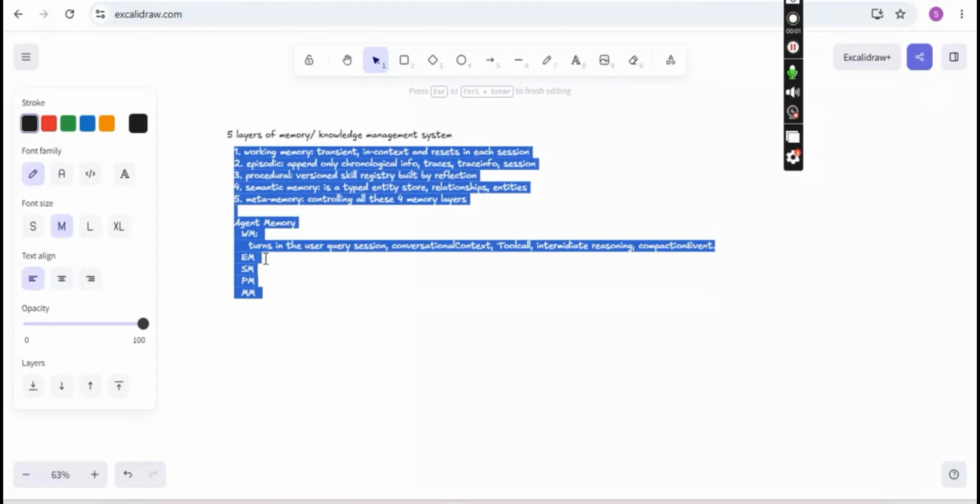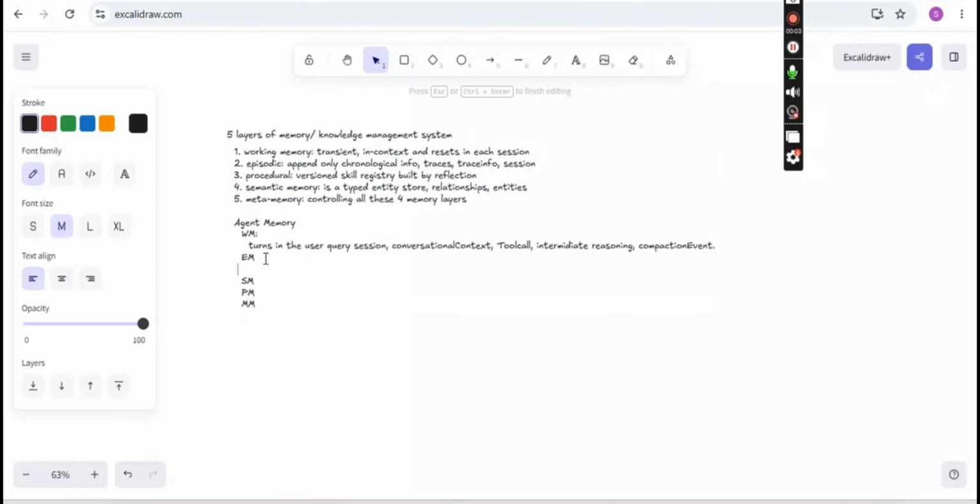So what is included in this episodic memory? Some kind of traces, in chronological order. So trace elements, then retrieval queries, session information, all this.